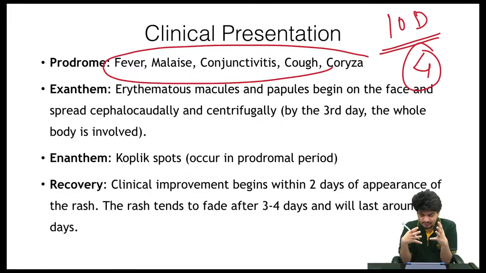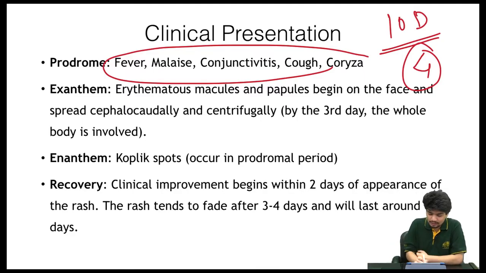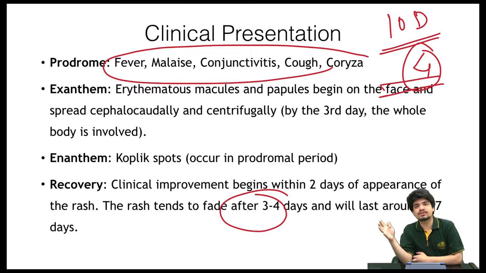The child will be feverish, will be coughing, might have some conjunctivitis, might have a dry cough, won't be feeling well, and malaise might be there. After 4 days, you will have your rash, and the red rash itself will fade around 4 days later.